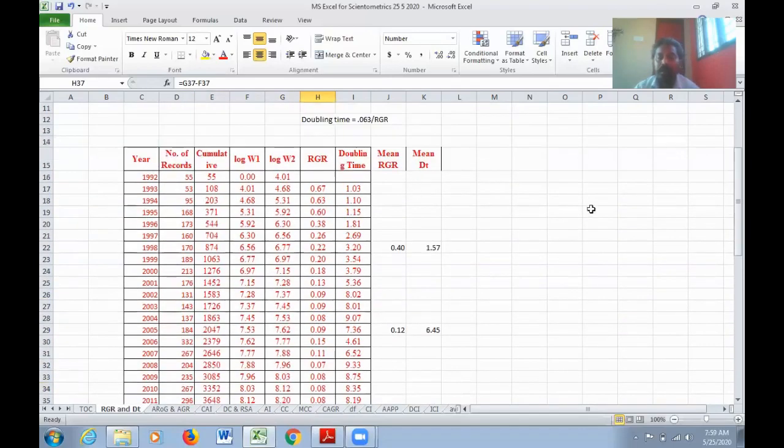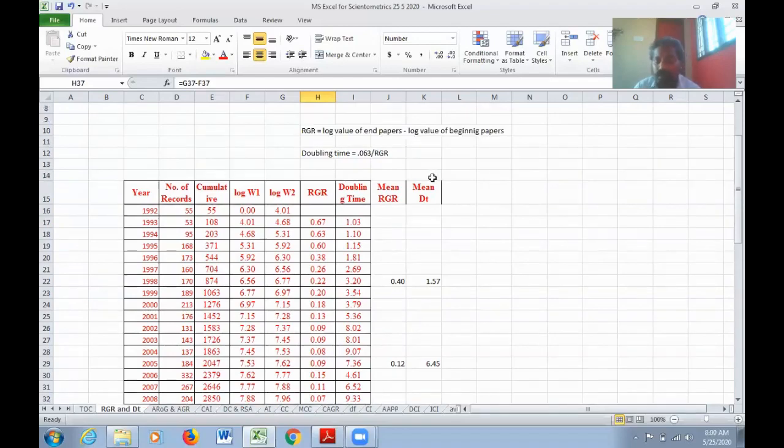Right. And what about doubling time? So doubling time tells you in how many years a particular output in a particular discipline gets doubled. How many years it takes for a particular research output to double in its count. How to calculate is very simple. So doubling time is equal to 0.693 divided by relative growth rate.